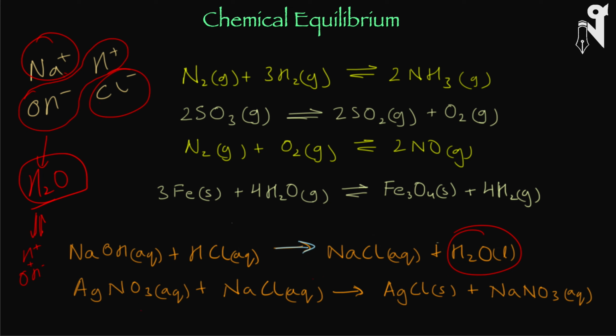And then another case would be where you have a precipitate coming. You have AgNO3, you have NaCl. Both are soluble, but when they react they give AgCl, which precipitates out of the solution.